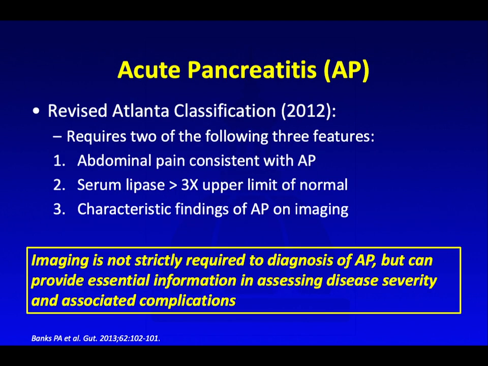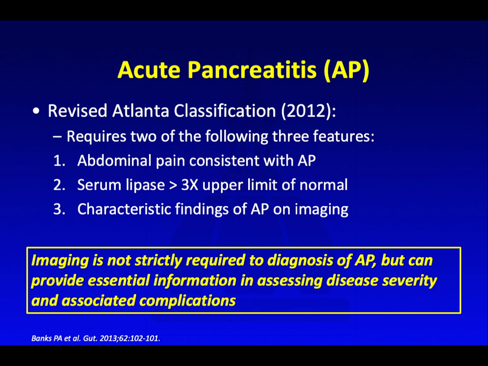Previously, people used a lot of different terminology for description of acute pancreatitis, and in 2012, with the revised Atlanta classification, they standardized how we use terms to describe acute pancreatitis. It requires two of the following three features: abdominal pain consistent with acute pancreatitis, serum lipase more than 3 times upper limit of normal, or characteristic imaging findings of acute pancreatitis.